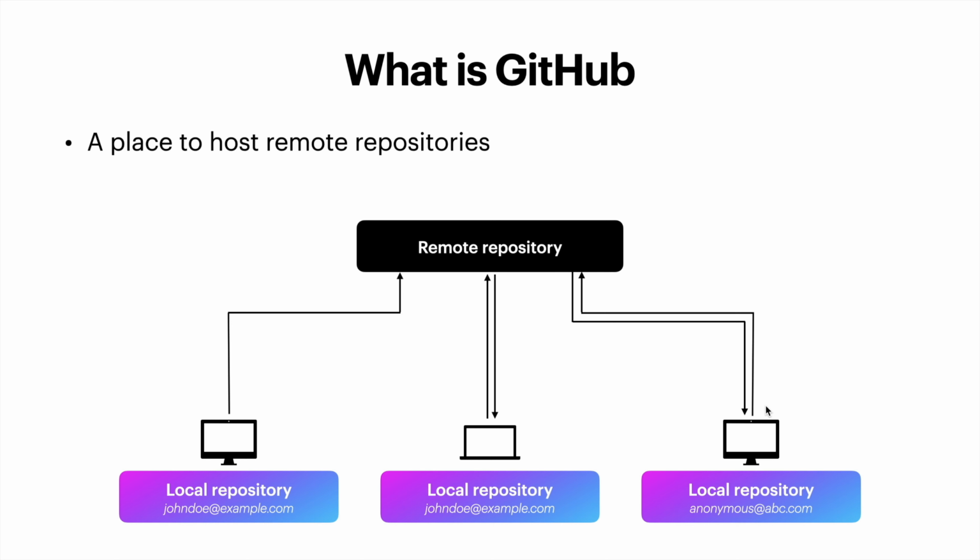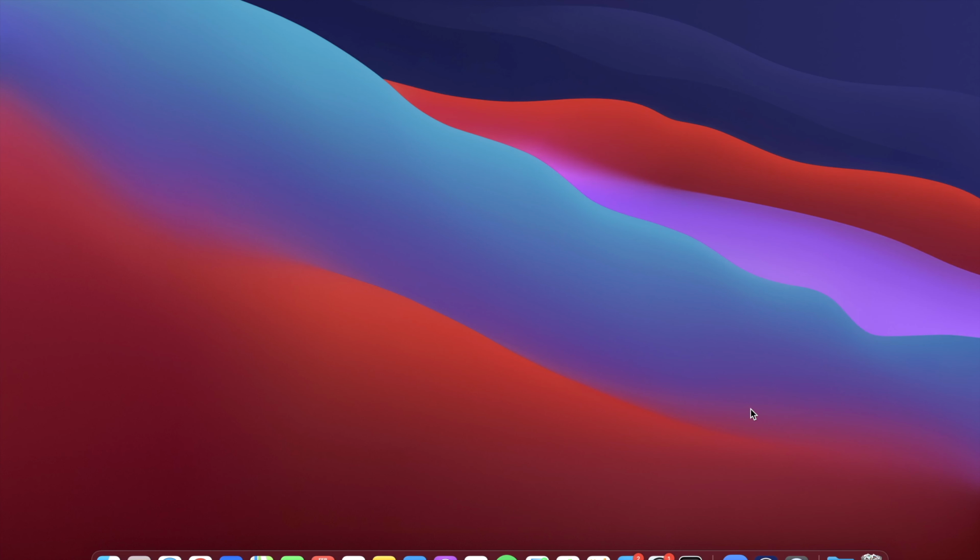And whenever any files change on the remote repository, you can always pull it back from that. So this concept of pulling and pushing from the remote repository and synchronizing changes is what I'll be showing you in this tutorial. The first thing I'm going to do is create a new folder on my desktop.